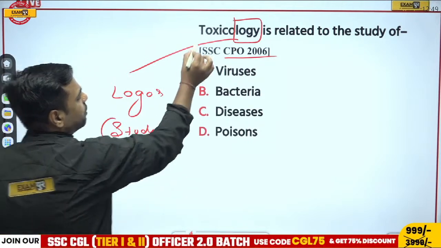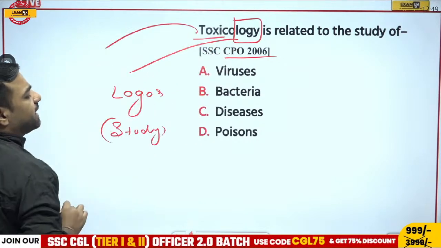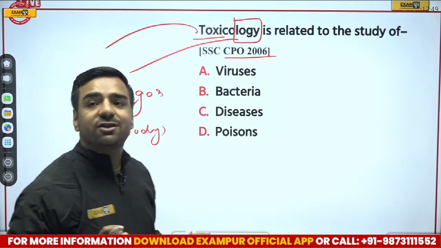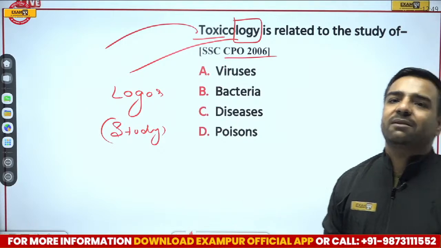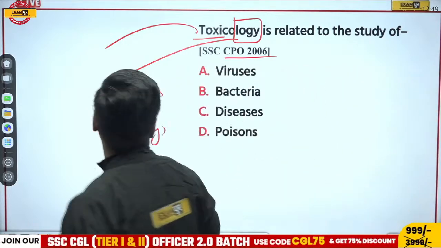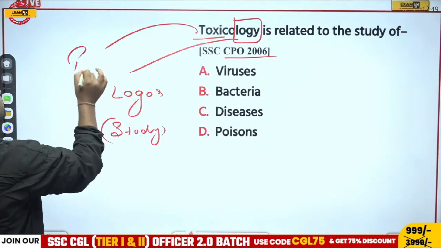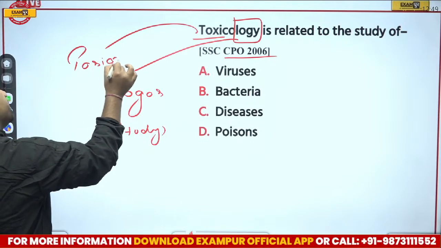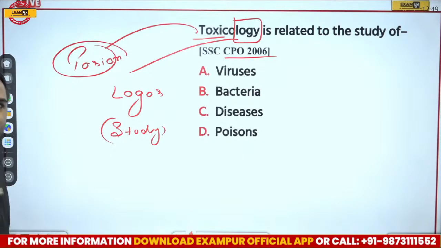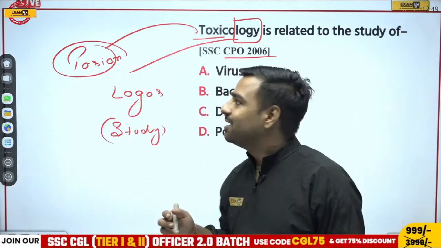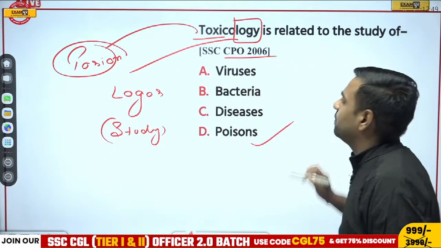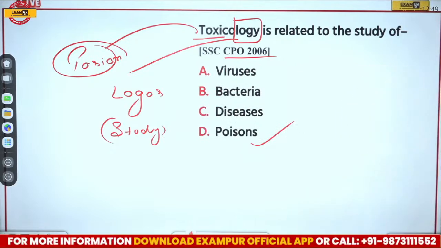And if I talk about this toxic, from toxic nature I can understand, where will I get this toxic nature? Obviously, Madhana, you're totally correct. Madhana, Vikram, Akileshwar, Gobinath, you all are correct. If I talk about toxic nature, this means we are talking about poison, right? So here, this poison is related to what? Toxic nature. So yes, here, poisons would be the correct answer. So, toxicology is related to the study of poisons.